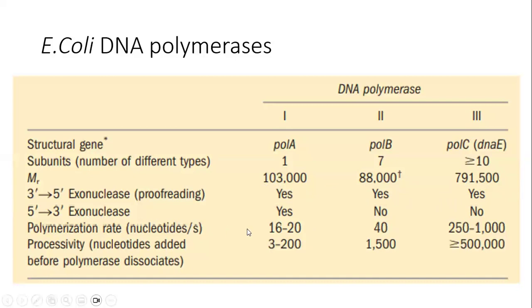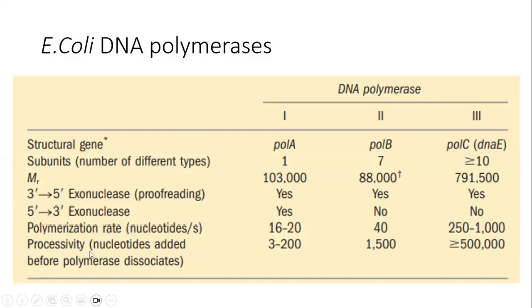If we compare the polymerization rate, that is the number of nucleotides added per second by the three enzymes, DNA polymerase 1 can add about 16 to 20 nucleotides per second. Polymerase 2 can do 40 nucleotides per second, while polymerase 3 has the highest polymerization rate with up to 1000 nucleotides per second.